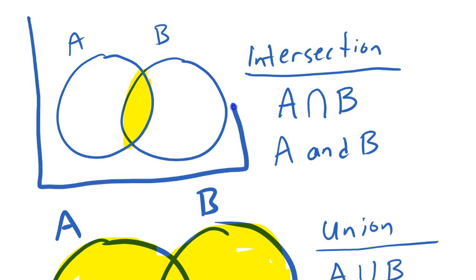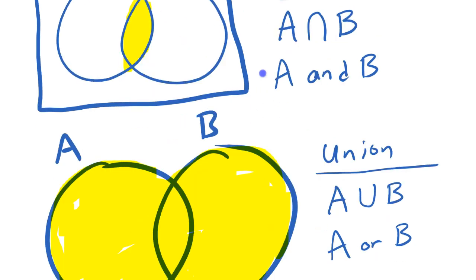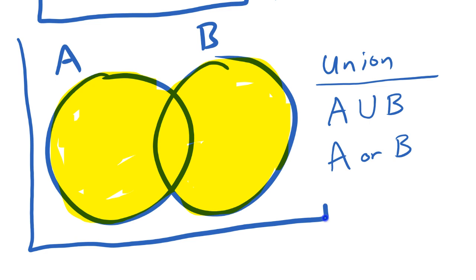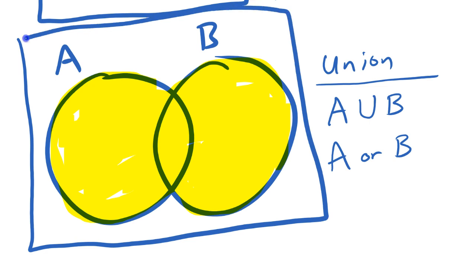Now really, I should be putting a box or something around each one of these to represent the universe. Okay? Alright, that border represents the universe. So if there's anything that's not in A and that's not in B, it would be outside of the circles, but still in the rectangle.